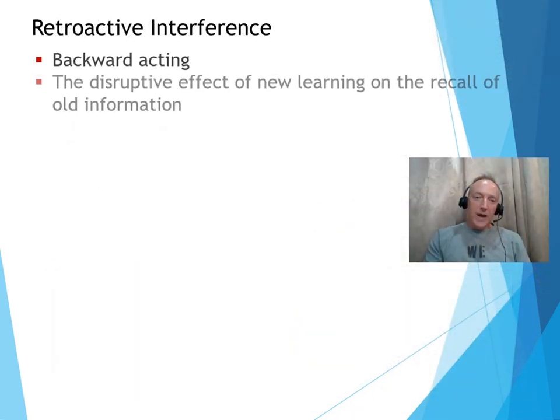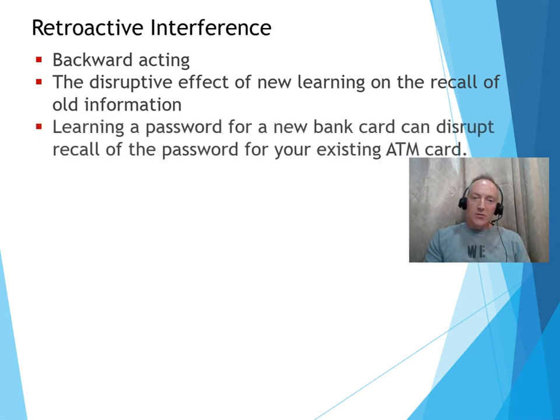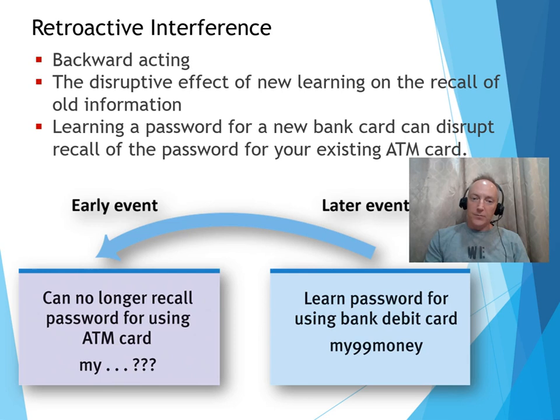Retroactive interference is backward acting. So something you learned newer is interfering with your ability to retrieve something that you learned earlier. So let's say you had to change your password to get into a particular account. You learned your new password, but then for some reason you have to get into an old account where you have to remember the old password, which you know you learned and you know you stored away, but every time you try to think of this one, this is the one that's coming to mind.